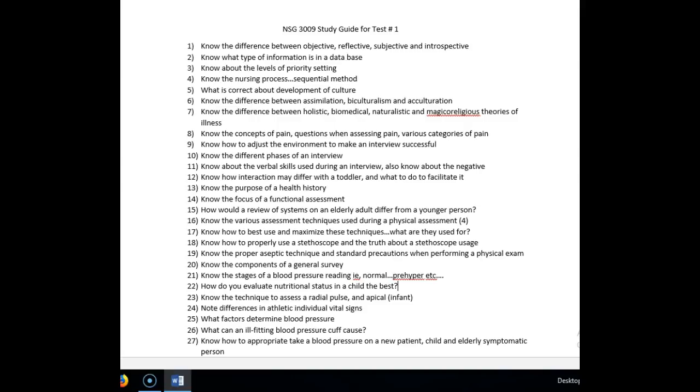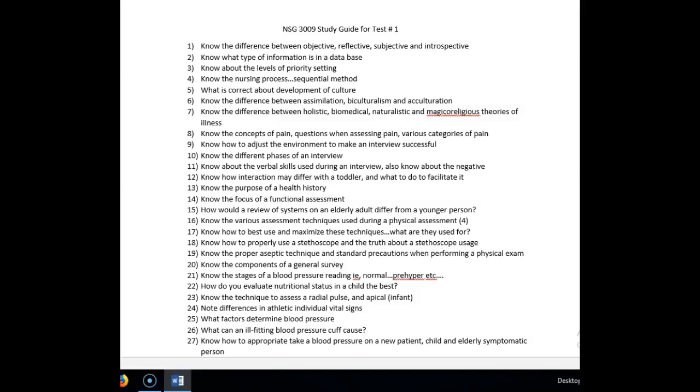Know your normal ranges of your temperatures, both in centigrade as well as Fahrenheit. As far as respirations, know the normal amount of respiration. Know that with respirations, inspiration and expiration is counted as one respiration. So in order to count one respiration, the person has to breathe in and breathe out. Know these terminologies.